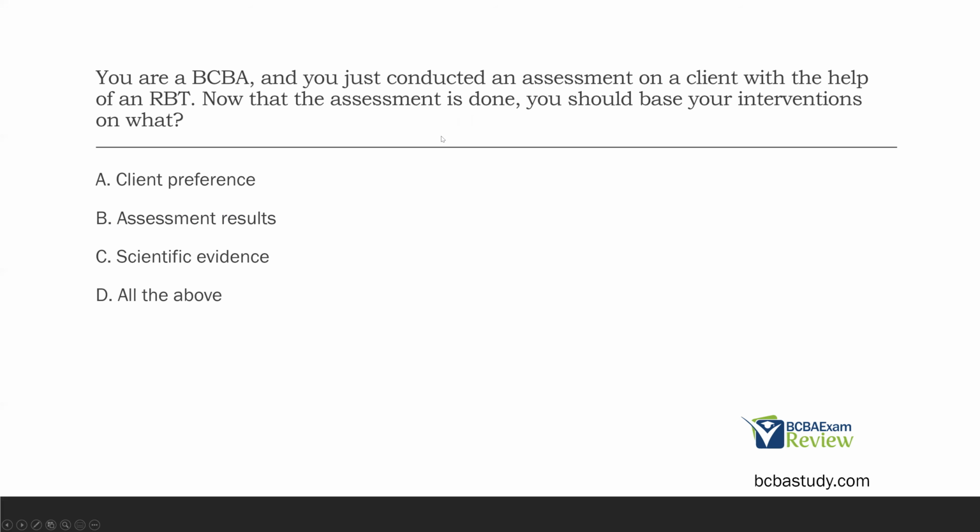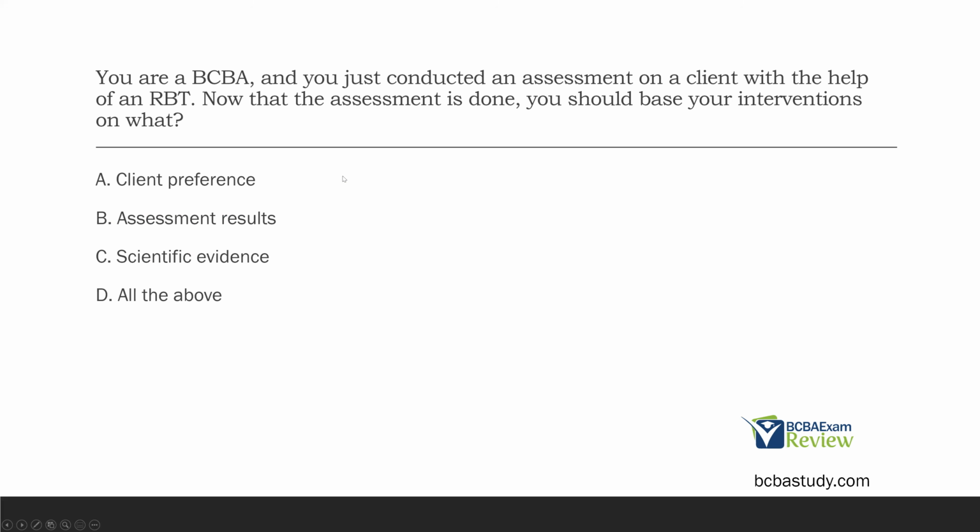You're a BCBA and you just conducted an assessment on a client with the help of an RBT. Now that the assessment is done, you should base your interventions on what? This is straight from the task list, okay? You conducted your assessment, you're done. How are we going to choose our interventions, right? Just the assessment alone isn't just going to give us interventions, okay? It's going to do a really good job of guiding us, but there's other things we need to worry about as well. Do we need to be concerned with client preference?